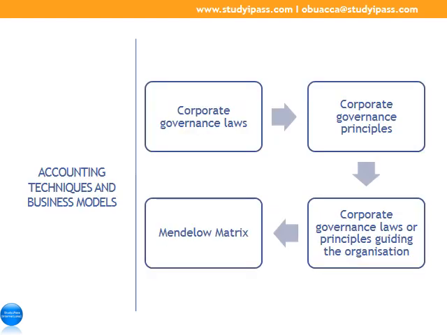The accounting techniques and business models for topic 17 are corporate governance laws, corporate governance principles, corporate governance laws or principles guiding your organization, and Mendelow's metrics. You need to work with your mentor on which of these accounting techniques and business models you should use. Then you set a day aside to read about them from different authors and gain in-depth knowledge and understanding of them. I guarantee you, you will pass the 2 components of the accounting techniques and business models on the marking scheme if you do that.